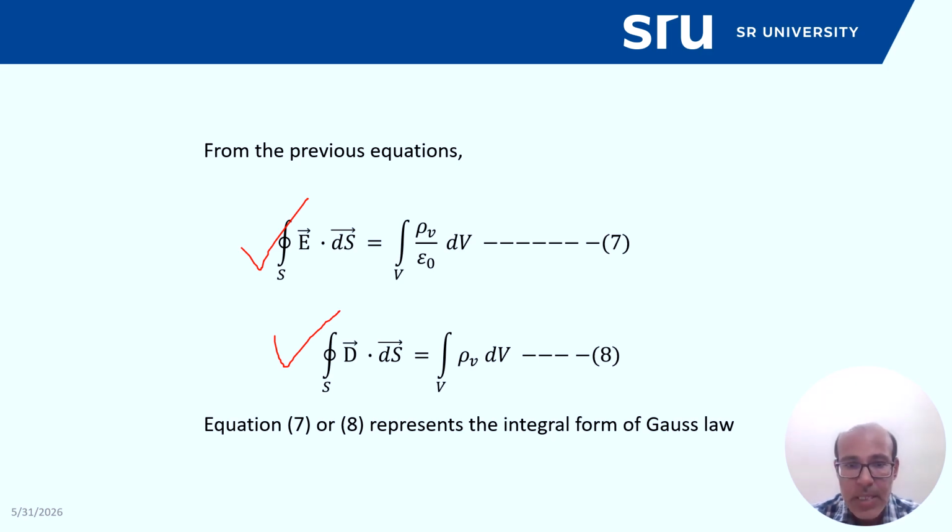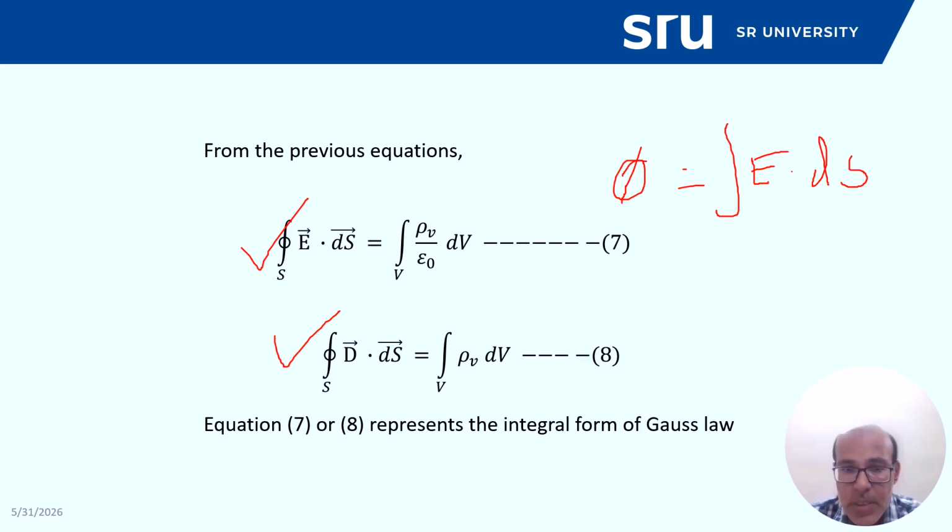So either this equation in terms of E or equation 8 in terms of D both represent the integral form of Gauss law. Essentially, the Gauss law is flux phi equal to integral E dS, for sure, that is equal to Q by epsilon naught. Instead of this Q, we have written integral rho v dv, and that becomes integral rho v by epsilon naught into dv. If epsilon naught is taken to the other side, it becomes D.